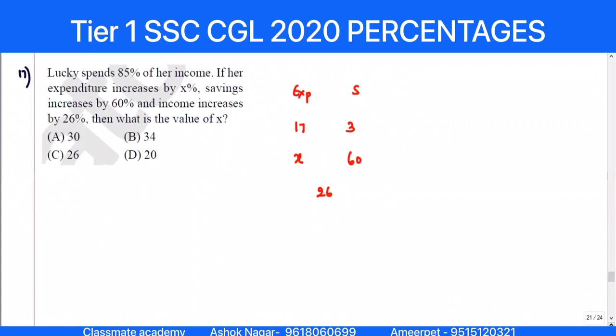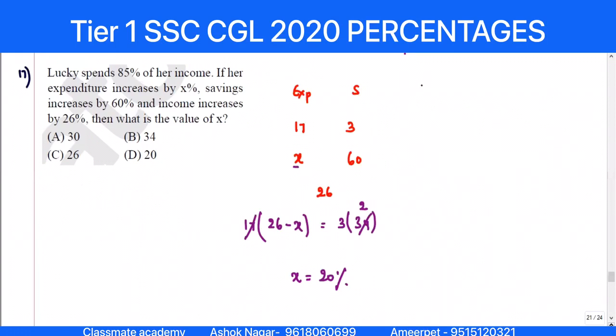Her expenditure increases by X, saving increases by 60, overall 26. If I write horizontally, it looks like this. 17 into, so it is more, it must be less, therefore 26 minus X. 3 into 34. 17 ones are, 2s are. X is equal to 26 minus 6, how much percent? 20%. Right?